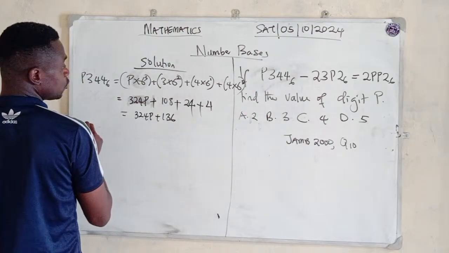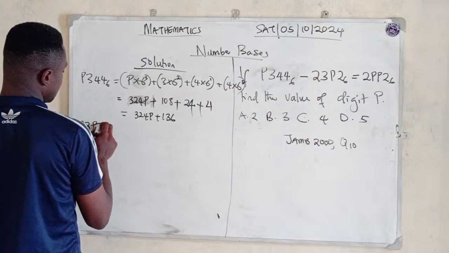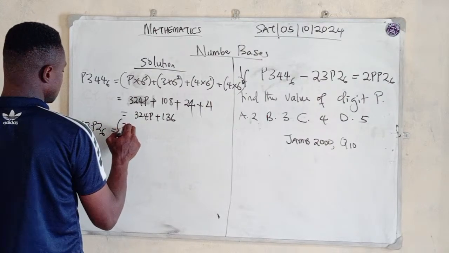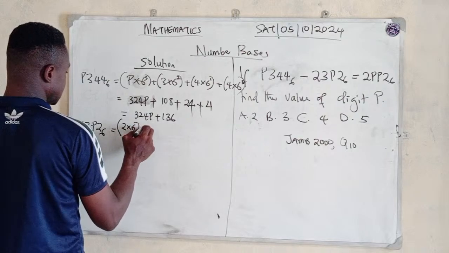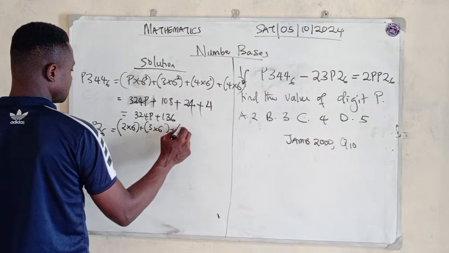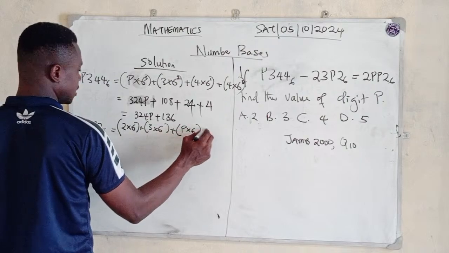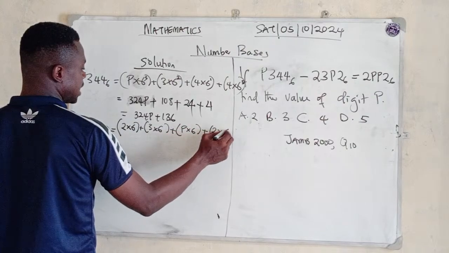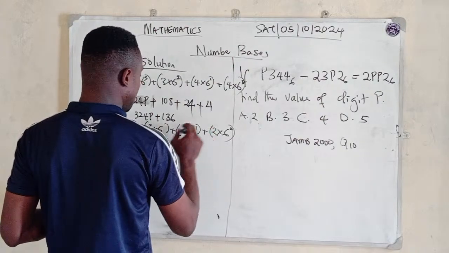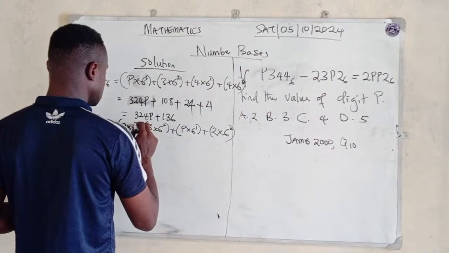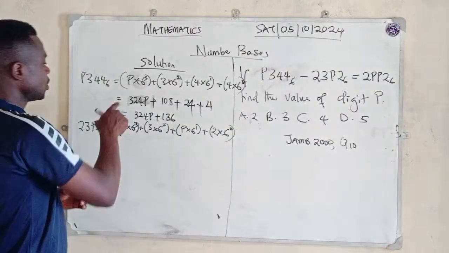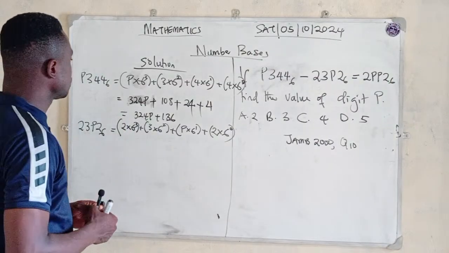We have 2, 3, p, 2 in base 6. So here we have 2 times 6 plus 3 times 6 plus p times 6 plus 2 times 6. Let's start. Here is 0, 1, 2, and what? 3. 6 raised to the power 3, we plot it here.